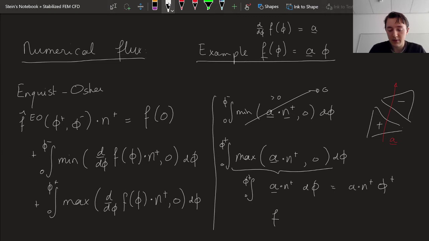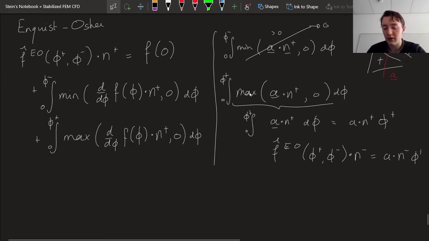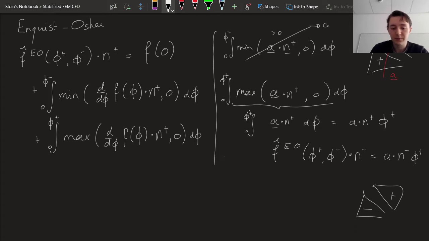And performing the same trick as we've done three times before now, we get phi plus, phi minus, dotted with n minus, well, that's simply going to be the opposite of that, or a dot n minus phi plus. So again, we see that we get the upwind flux. Now, to perfectly make that claim, I also have to consider the case where we're flipping our elements or we're flipping our advective direction. So then we would have minus and plus.